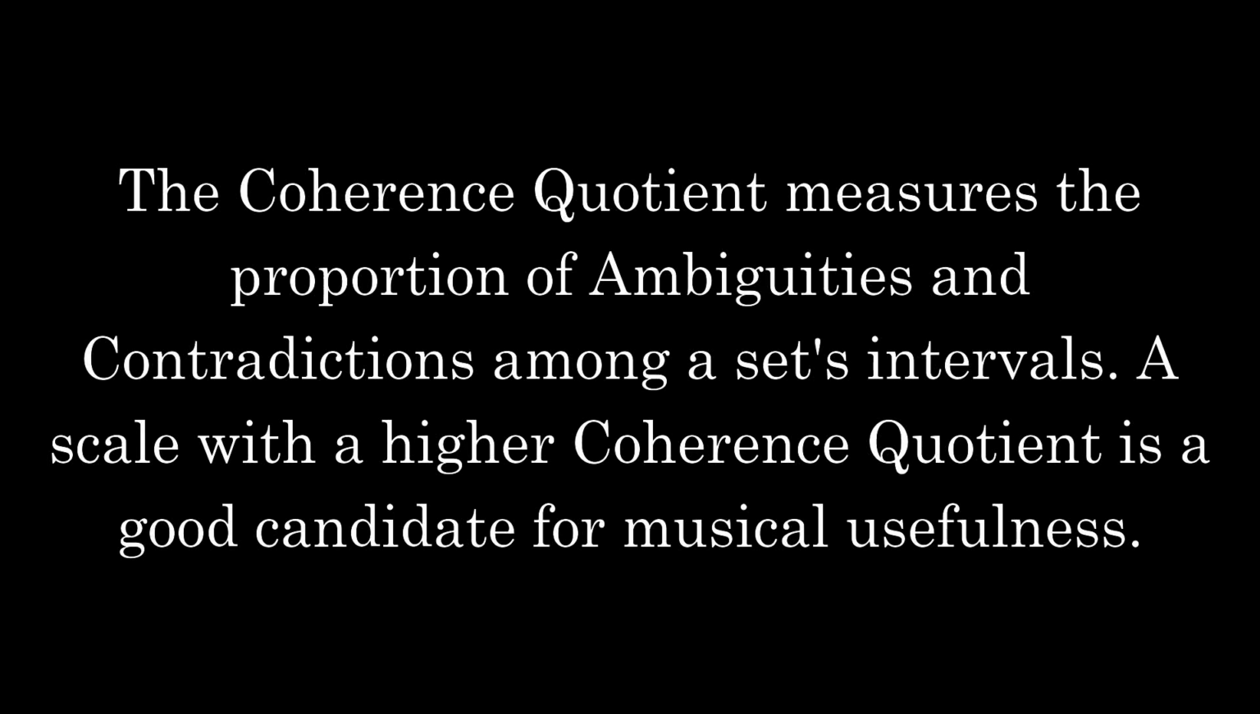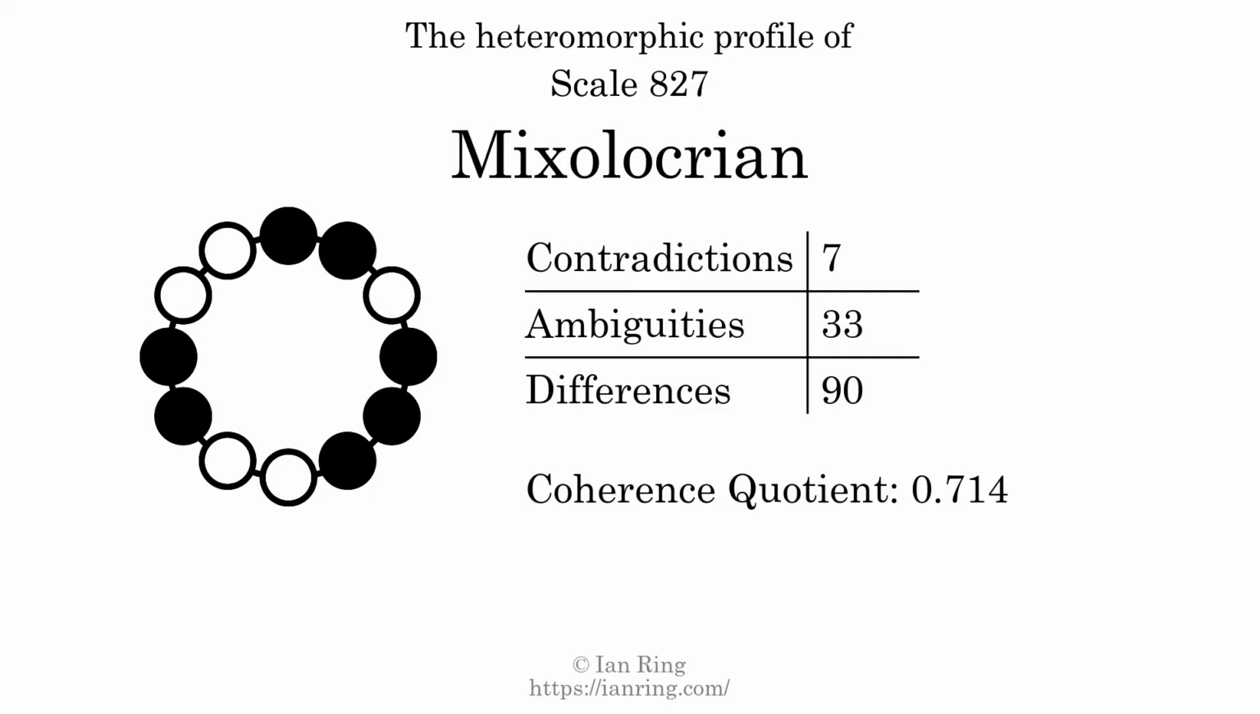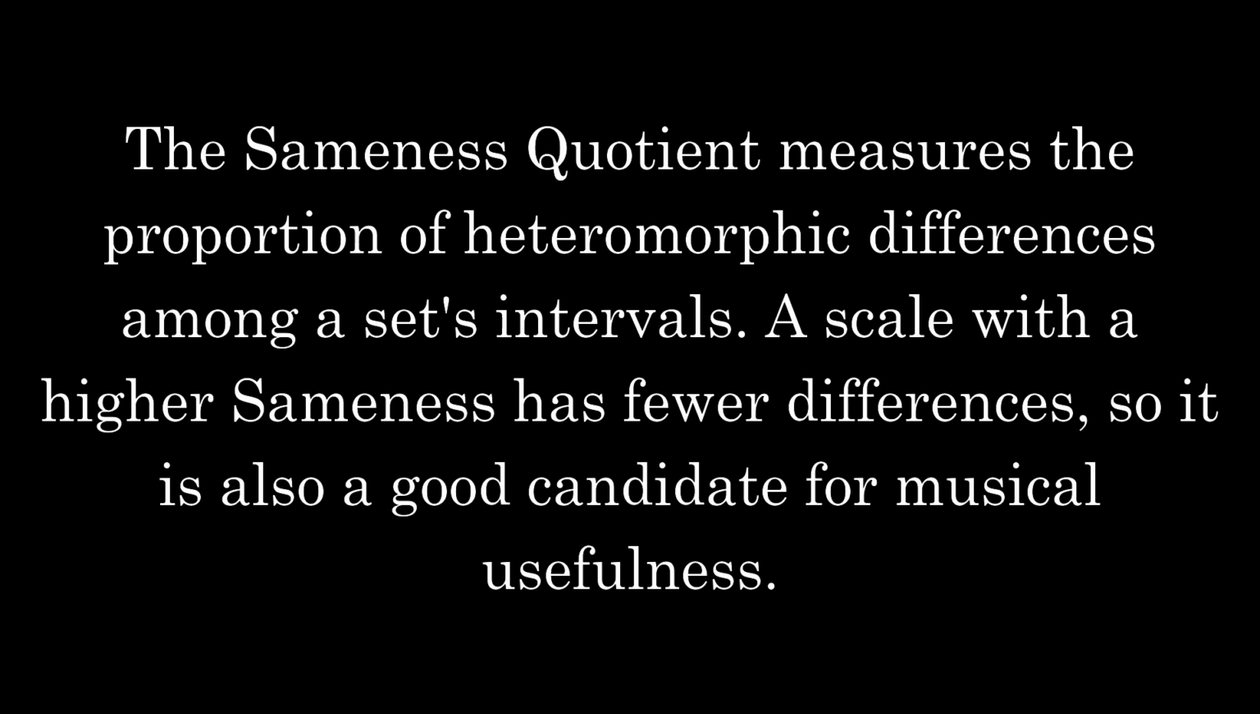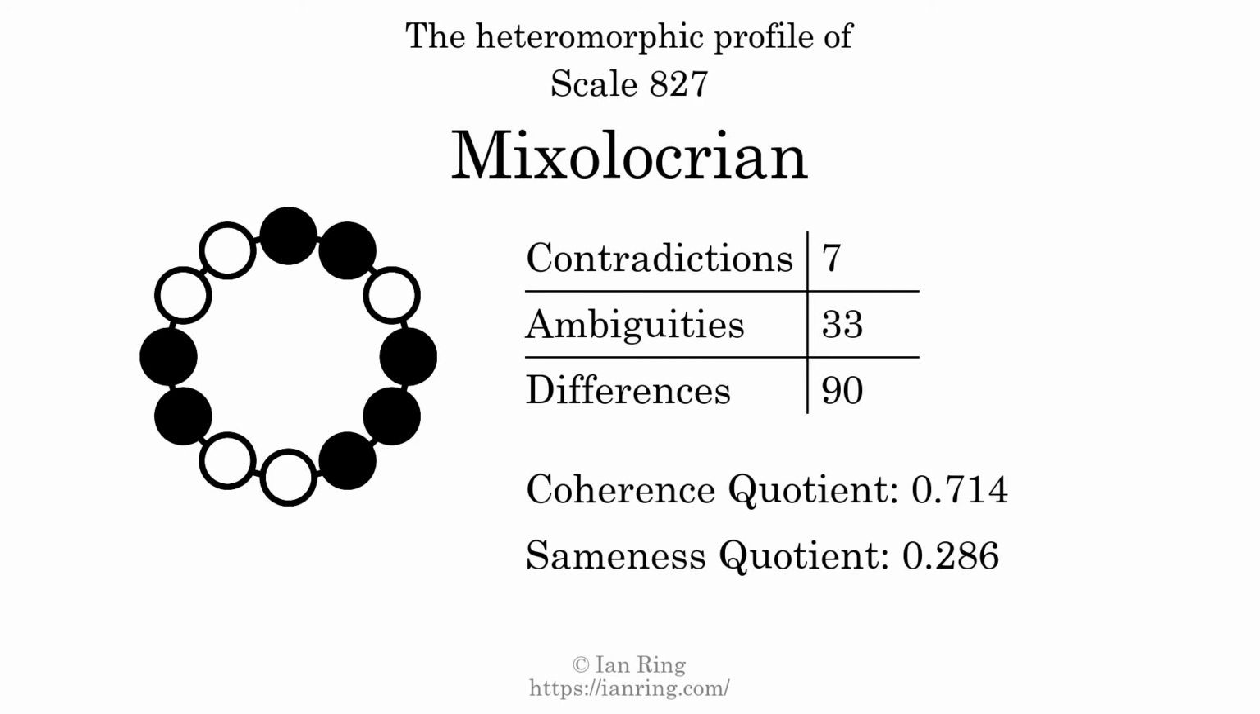The coherence quotient measures the proportion of ambiguities and contradictions among a set's intervals. A scale with a higher coherence quotient is a good candidate for musical usefulness. The coherence quotient is 0.714. The sameness quotient measures the proportion of heteromorphic differences among a set's intervals. A scale with a higher sameness has fewer differences, so it is also a good candidate for musical usefulness. The sameness quotient is 0.286.